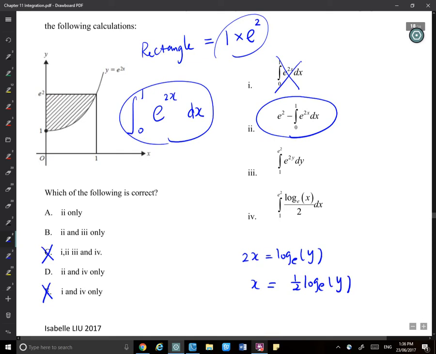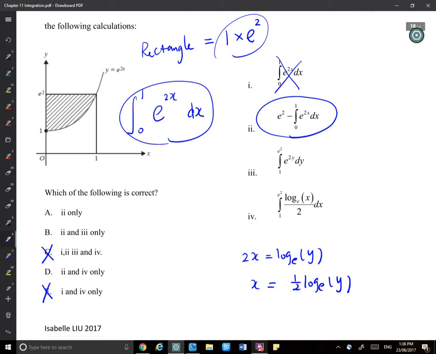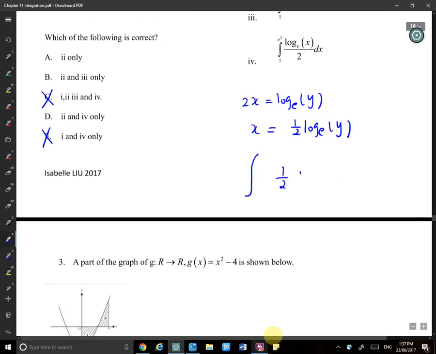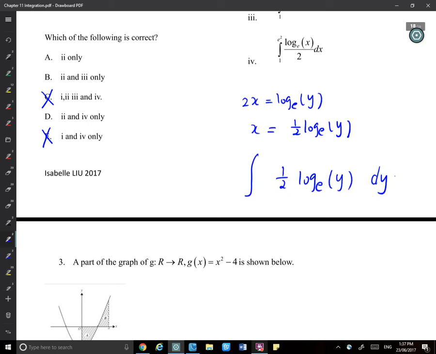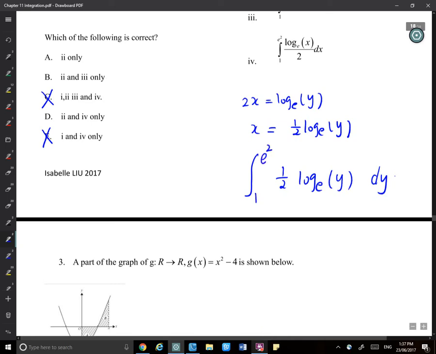I just changed my x-axis into y-axis. Then this graph is just a half log e y. And I will integrate that graph with respect to dy. Before, we did dx, but now y is my axis, so I will use dy. So I will integrate a half log e y dy. Where is that from? From this point, which is 1, to this point, which is e to the power of 2. So it's from 1 to e to the power of 2. That will directly give you this area under the curve.